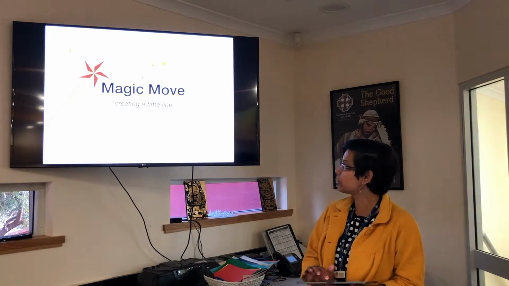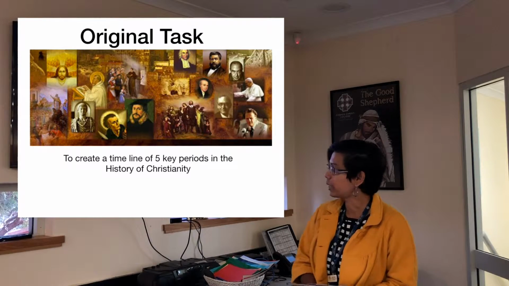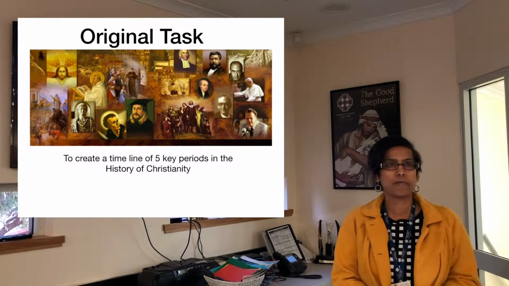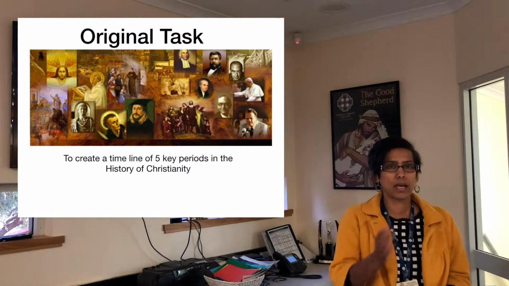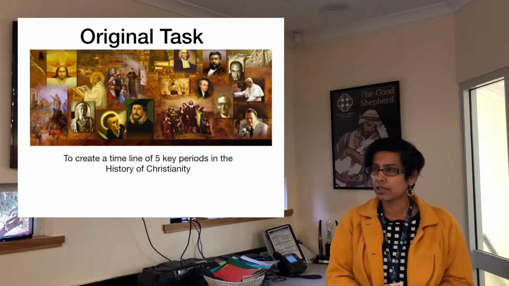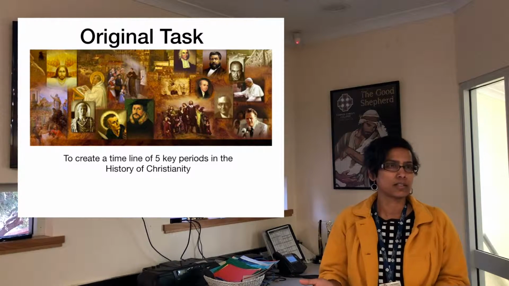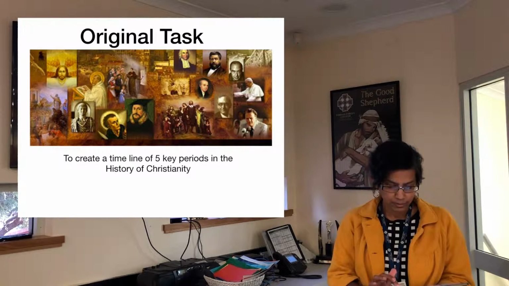It's a slide transition that Jamie has helped me to put together to use in my Year 11 general class. The original task was to create a timeline of 5 key periods in the history of Christianity. So we looked at a series of different events that took place. We've done this task in the last 2 years as well. We just did it differently this time.